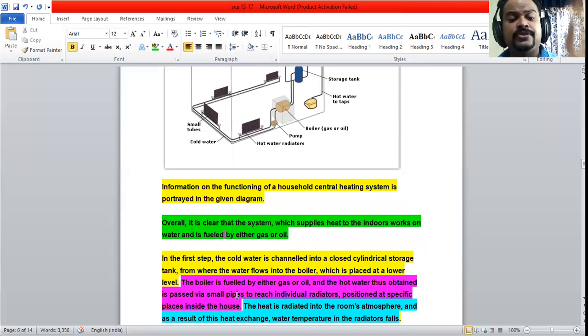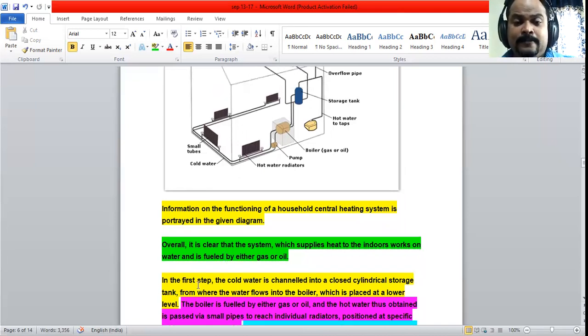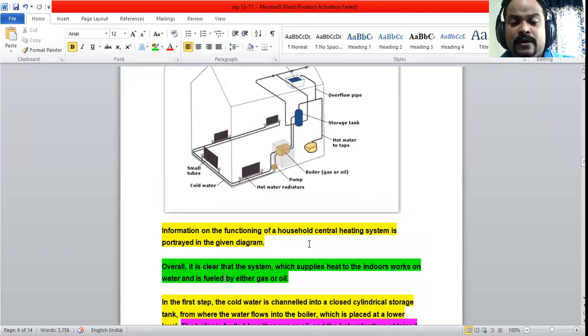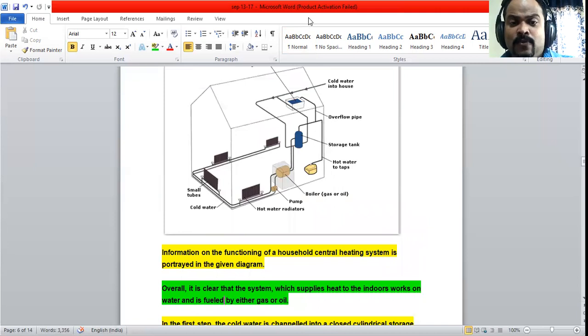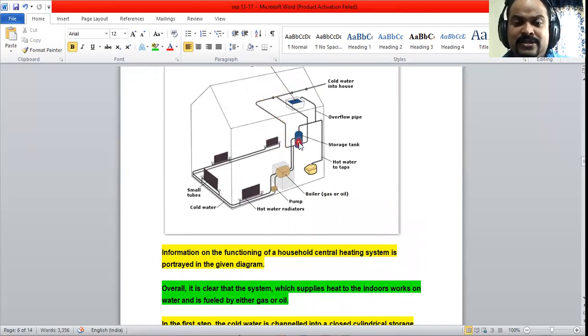Now, in the first step, the cold water is channeled into a closed cylindrical storage tank, from where the water flows into the boiler, which is placed at a lower level. So you can say the water comes inside very clearly. Water comes inside, and then it is stored in a cylindrical storage tank. Okay. So the water is channeled inside and is stored in a cylindrical storage tank.